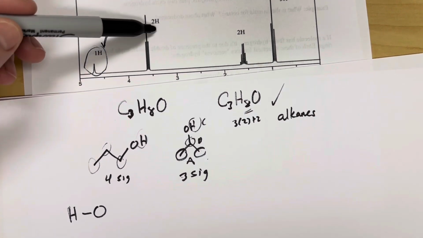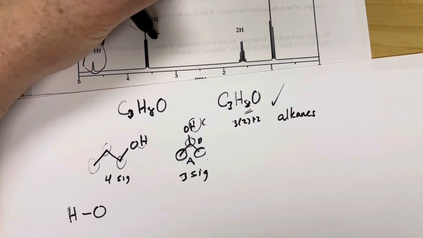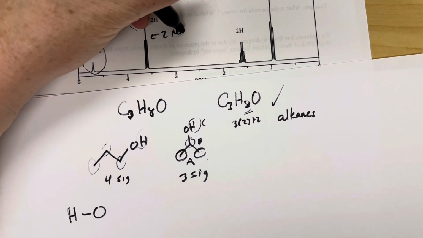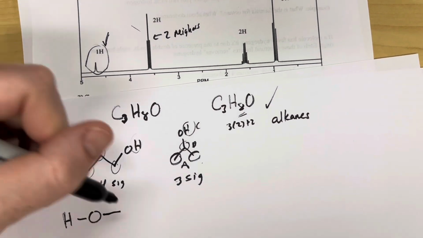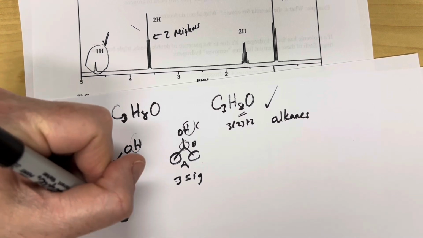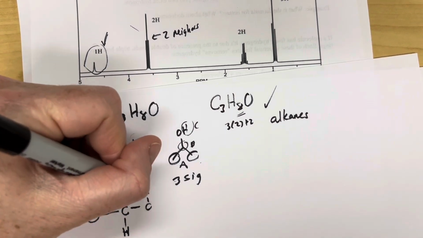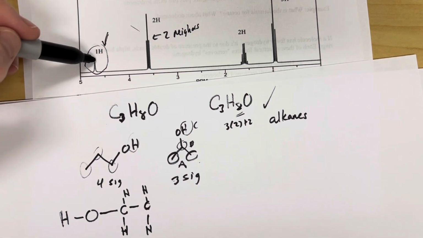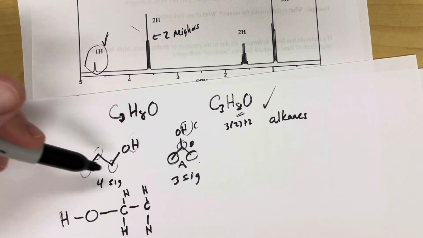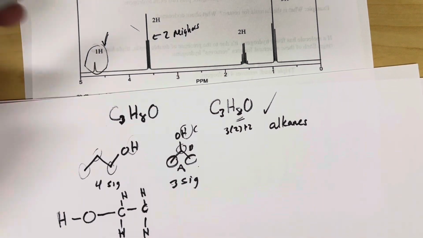Then we look at this. This is telling us we have 2 hydrogens, and this is a triplet, by the way. 2 hydrogens, so it must have 2 neighbors because it's a triplet. So 2 hydrogens with 2 neighbors. We've got a carbon with 2 hydrogens, and it's got another carbon with 2 hydrogen neighbors. Just from these 2 peaks, we already have this much of a solution. Then we move to the next one.